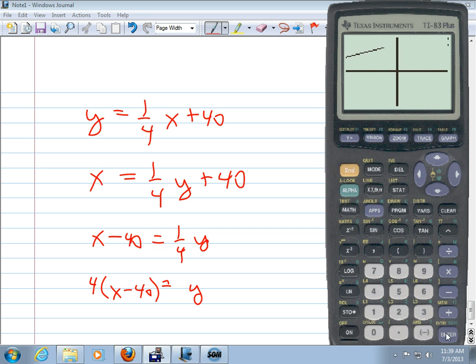Zoom out again. There you go. So there's the original function for the chirp rate. That's the inverse function, and they're reflections across the line y equals x. Okay? So an inverse function, how do you get it? You swap the domain and the range. But when you graph that, it's a reflection across the line y equals x. That's important to note.